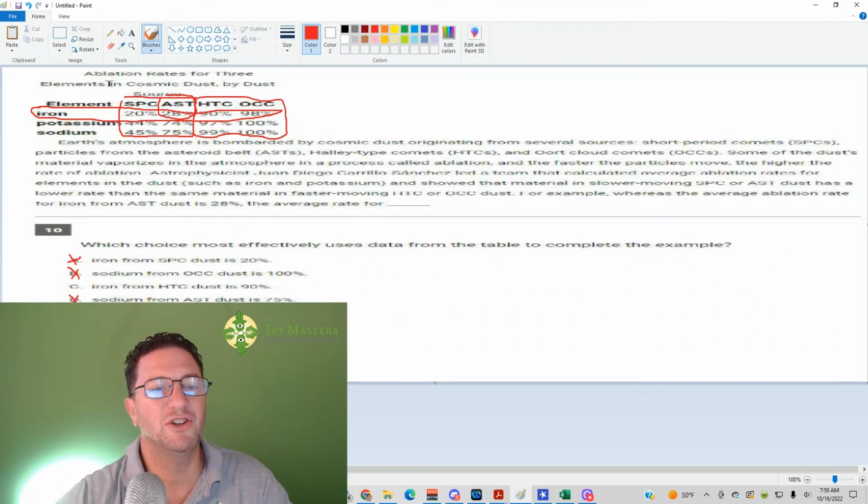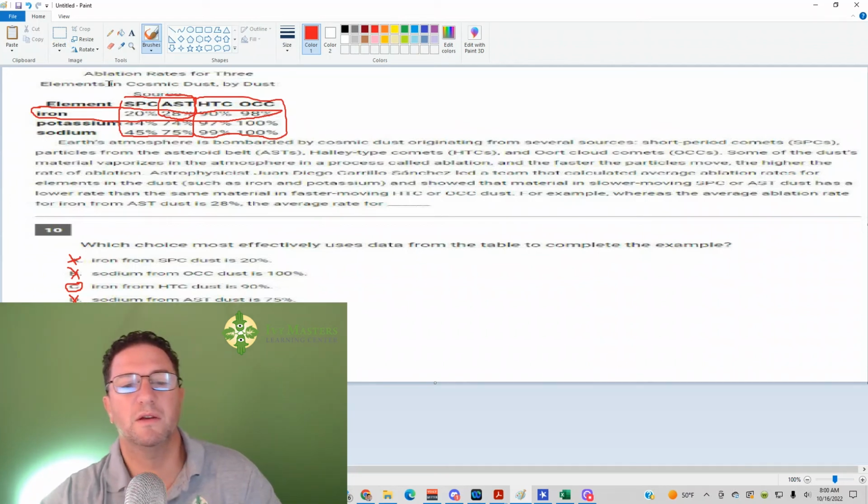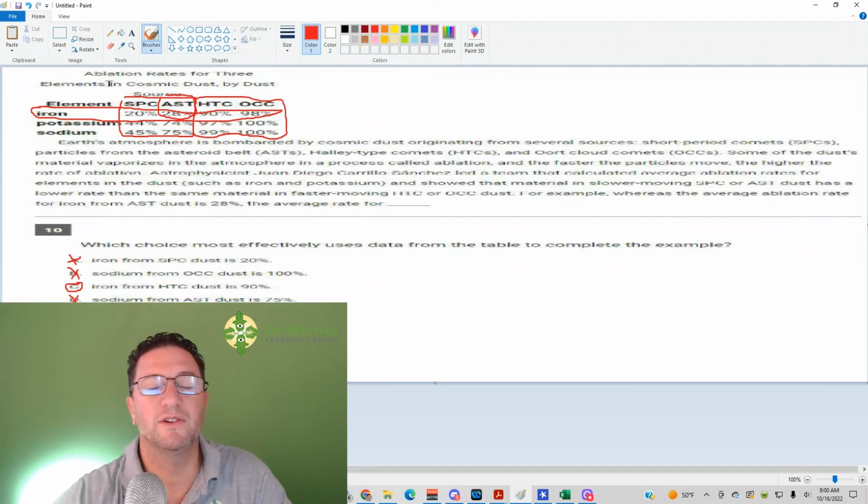Iron from HTC, yes, is 90%. That was one of the two things that I predicted. HTC 90% or OCC 98%. Also, for answer choice B, sodium from OCC dust is 100%. That's actually false based on the table as well. Let's see, sodium from AST dust is 75%. That's true, but then you're not comparing apples to apples. Correct answer here is C.